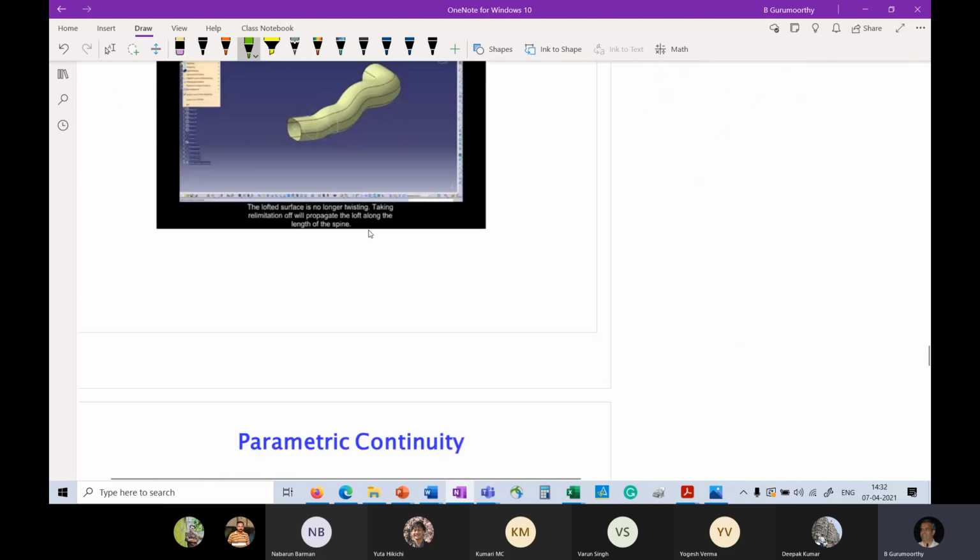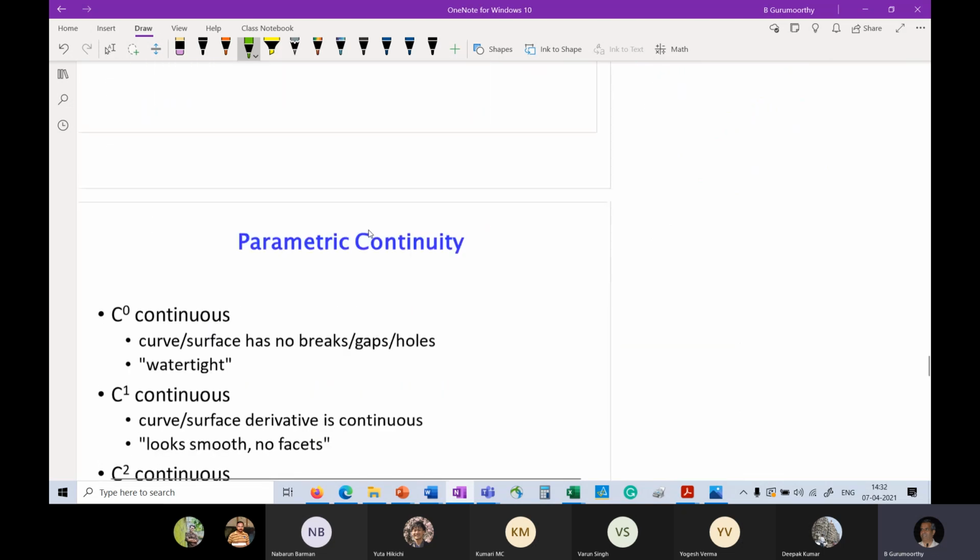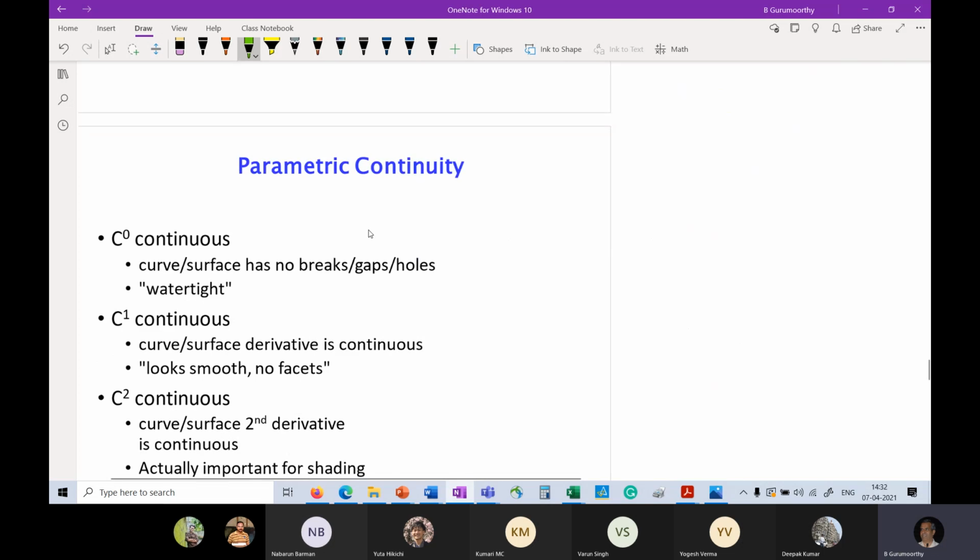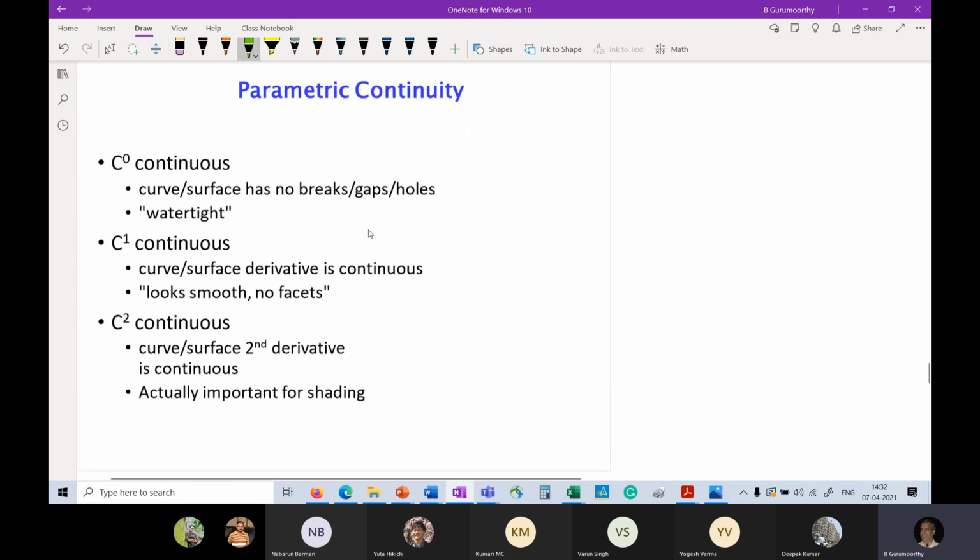Okay. Now, before we move on to the next problem in surfaces, I just want to talk a little bit more about this continuity. We have been talking about it a little bit, but not formally defined it. So what I want to do now is put down a definition for this, because we will need this as we go further down with surfaces and solids.